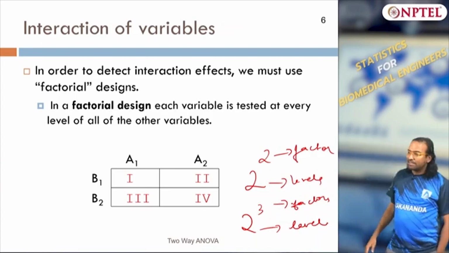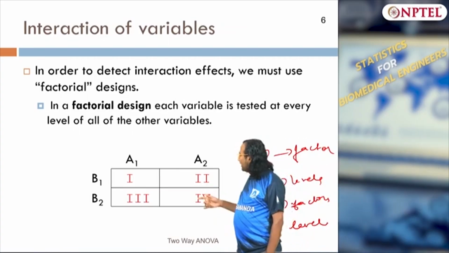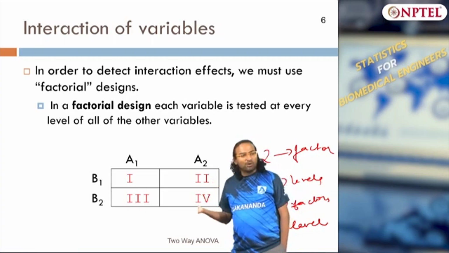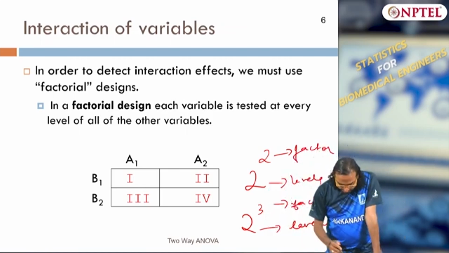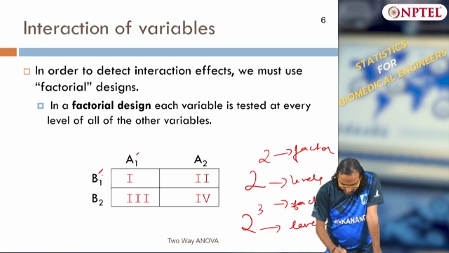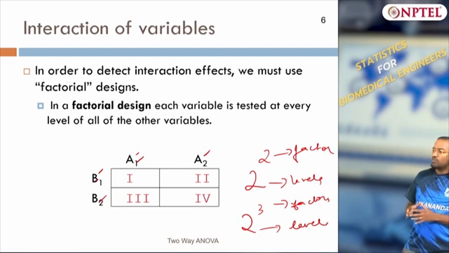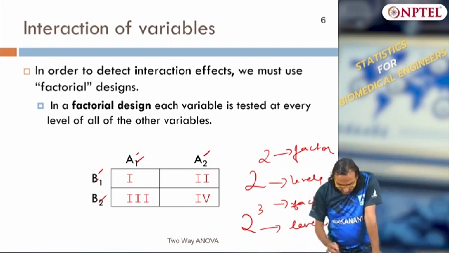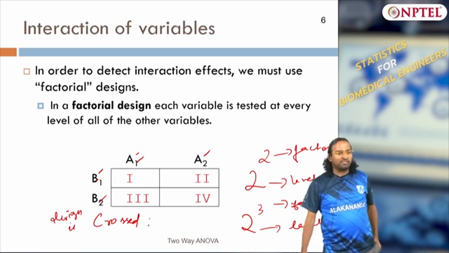So, here is a simple case where you have A1, A2, B1, B2, with the presence of B1 at both the levels of A, and B2 at both the levels of A. So, you can look at it, 4 experiments are done: B1 at A1 and B1 at A2 level, and B2 at A1 level, B2 at A2 level. If you form this matrix, all combinations are made. So, this is called crossed, the design is crossed, meaning you have conducted experiments at all possible combinations.